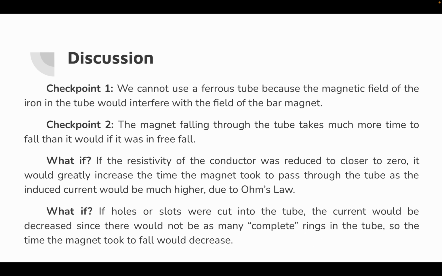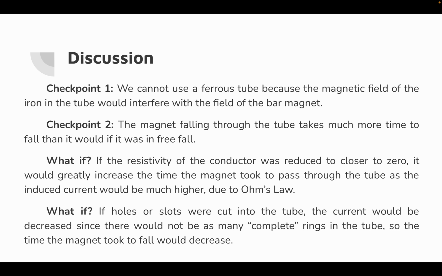So in checkpoint 1 from the lab, the question was asked if we could use a Ferris tube for this experiment, and my answer was that we cannot use a Ferris tube because the magnetic field of the iron in the tube would interfere with the field of the bar magnet, causing the magnet to stick to the side of the tube rather than falling through. And in checkpoint 2, my answer was the magnet falling through the tube takes much more time to fall than it would if it was in free fall without a tube.